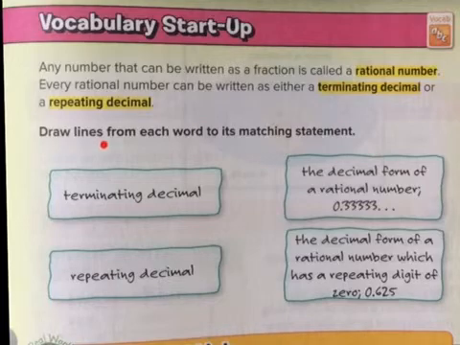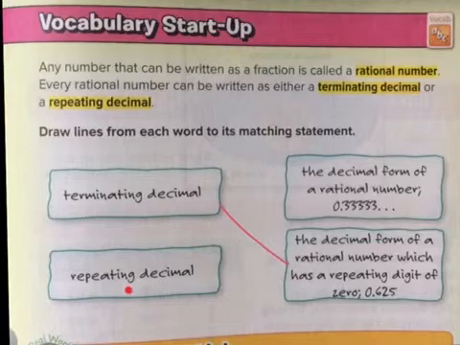So let's draw some lines from each word to its matching statement. Terminating decimals, what are they? They are the decimal form of a rational number which has a repeating digit of 0. So 0.625000 continuously. But we don't write the zeros, right? So this would be a terminating decimal. It ends because the next decimal infinitely is 0. So go ahead and let's draw a line to match those two.